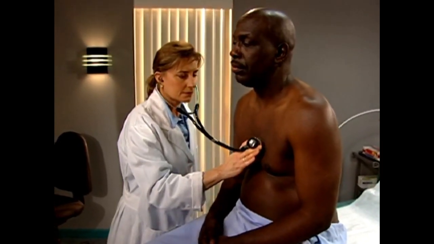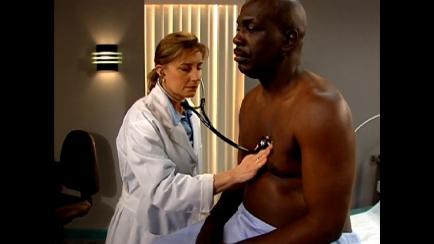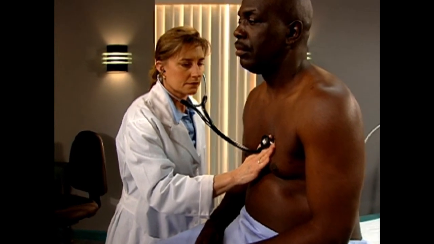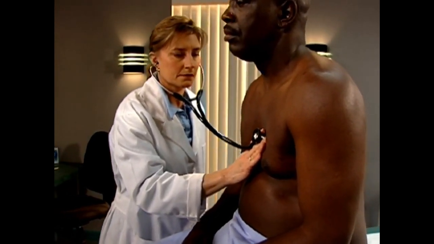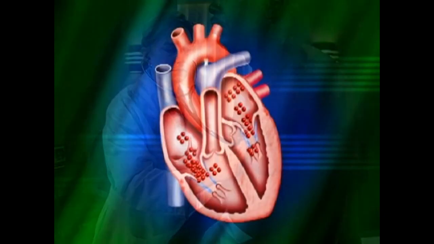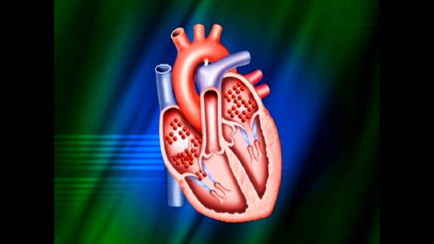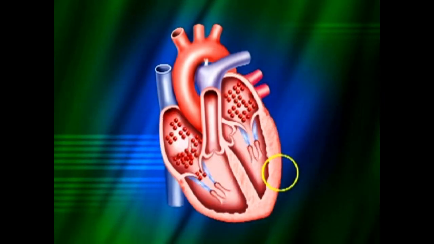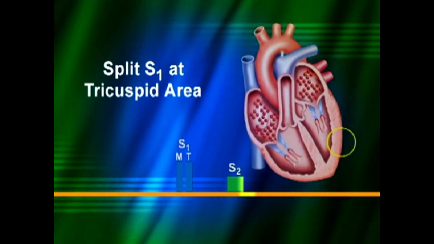Note any splitting of S1 or S2. Because the synchronized closure of 2 valves causes each sound, closure that's out of sync can break the sound into 2. Although a split S1 is uncommon, it's most often heard at the tricuspid area, with the sound breaking into mitral and tricuspid components.